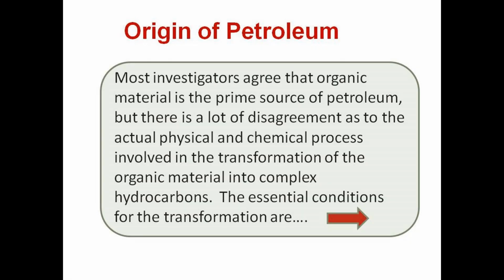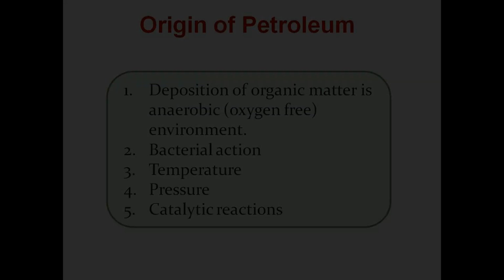Most investigators agree that organic material is the prime source of petroleum. But there is a lot of disagreement as to the actual physical and chemical processes involved in the transformation of the organic material into complex hydrocarbons. The essential conditions for the transformation can be seen on the next page.